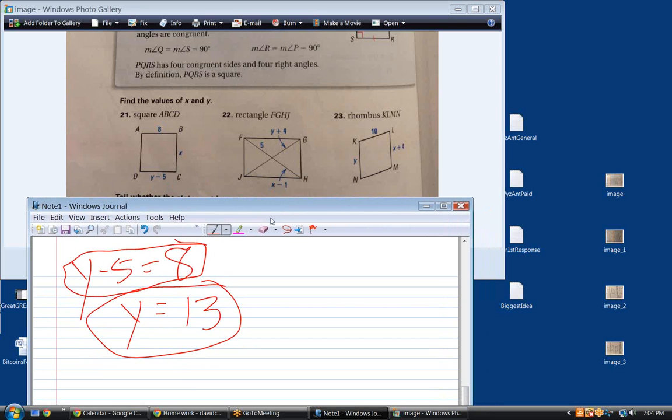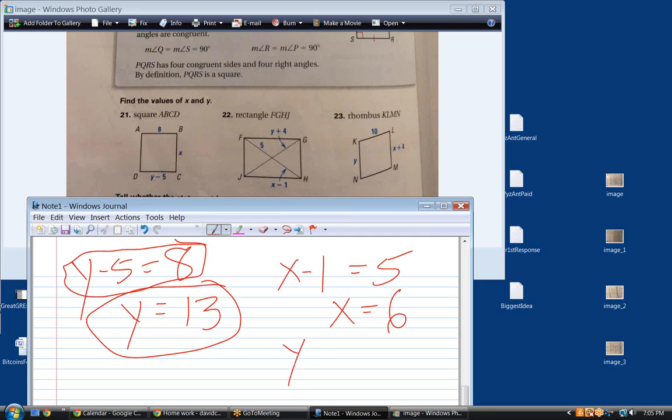All right. Let's look at 22, which is a rectangle. And they want us to solve for x and y. So the part that's labeled x minus 1, what is that equal to? Wait, 5? Yeah. Because these are diagonals, they bisect one another. So if x minus 1 equals 5, what does x equal? 6.